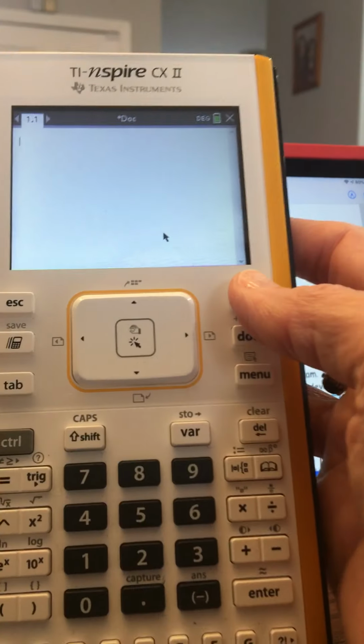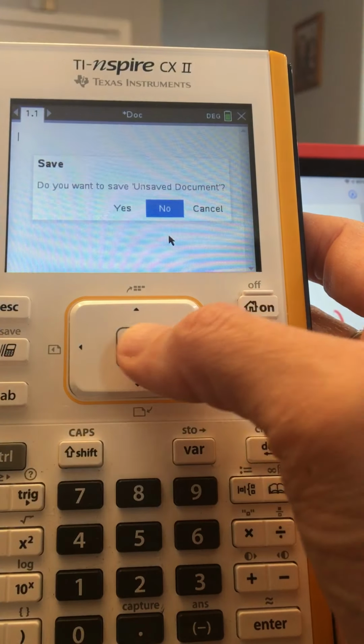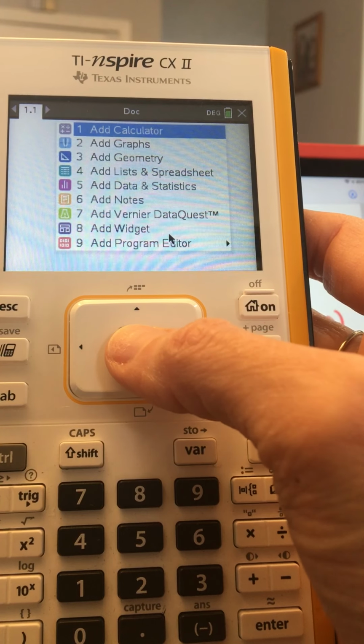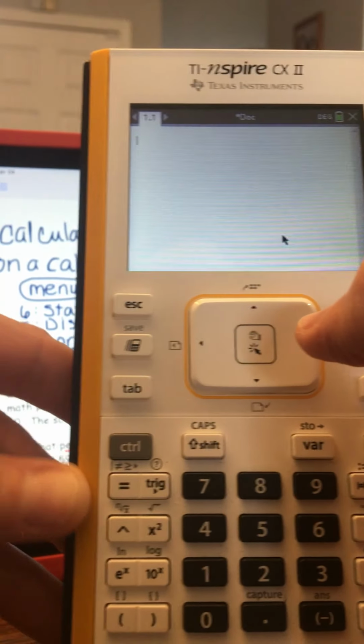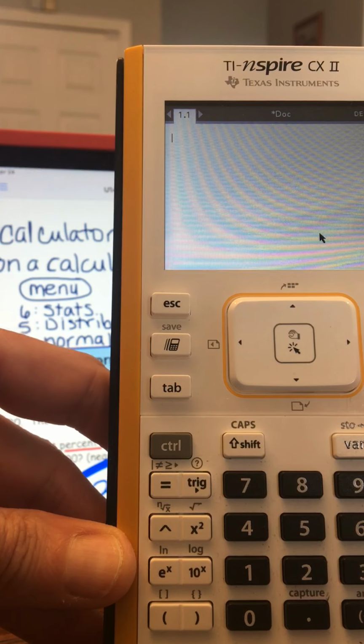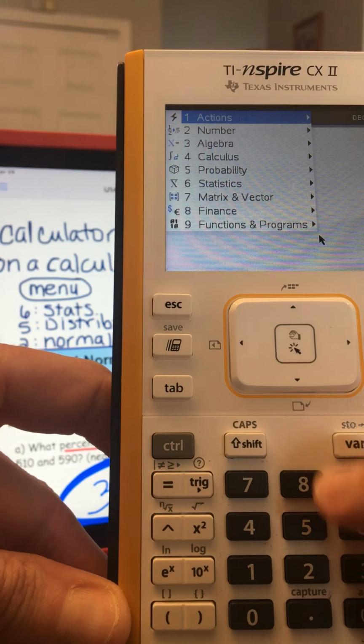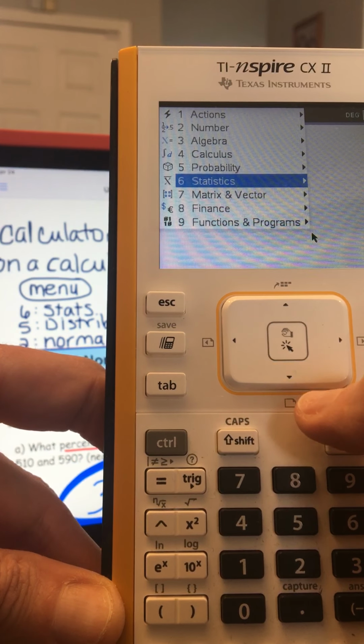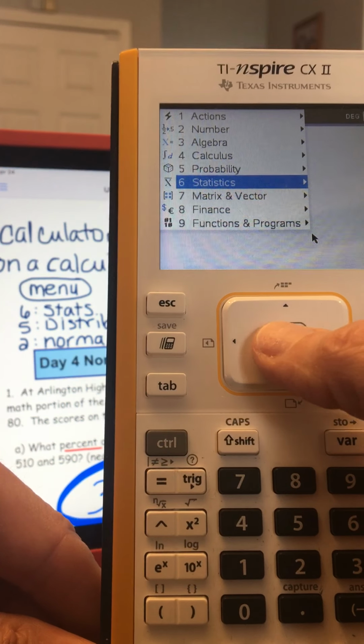All right, so here we go. I'll do it again. We go to a clean calculator page, and then the instructions say, I'll leave them off to the side there, right? Menu, number 6. You can hit number 6, but I'll just drag down so you can see it. 6.